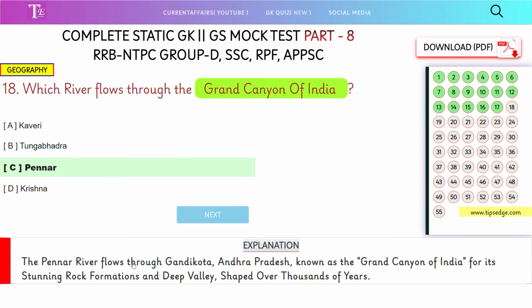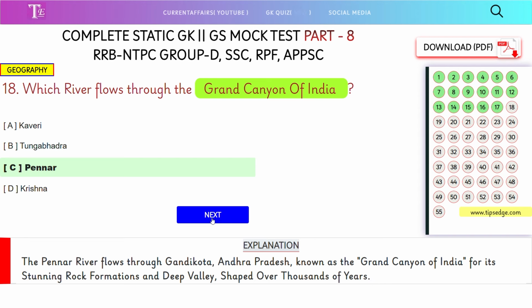The Pennar River flows through Gandikota, Andhra Pradesh, known as the Grand Canyon of India for its stunning rock formations and deep valley shaped over thousands of years.